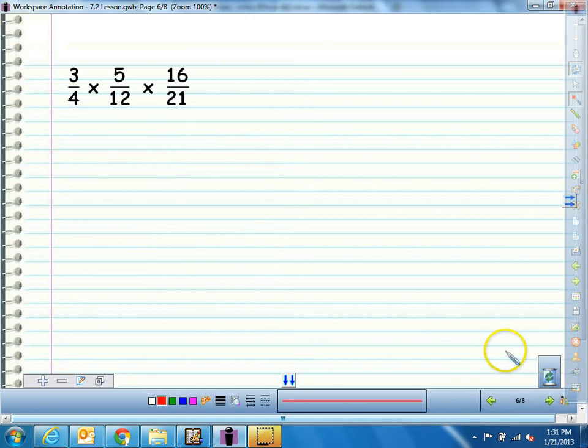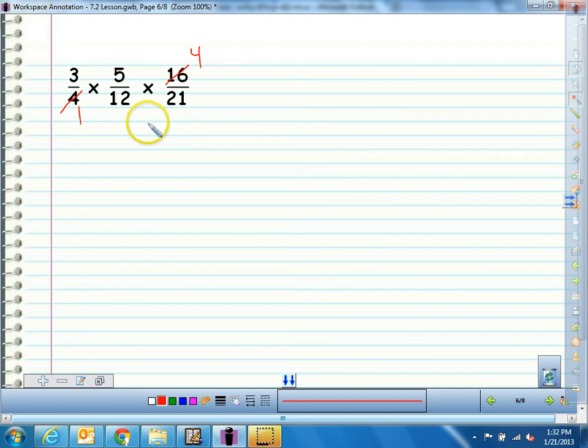Ooh, what happens when I have 3 fractions in a row? Remember, with multiplying, we don't have to stick to just 2 numbers at a time. We can do multiple numbers. And we're still going to do the same thing here. What we're going to do, though, is we just take one at a time, top and bottom, looking for ones that work together. And right away, I know that 4 and 16 work really well together. So I'm going to divide this by 4, and I get 1. I divide this by 4, and I get 4, because 4 times 4 is 16.